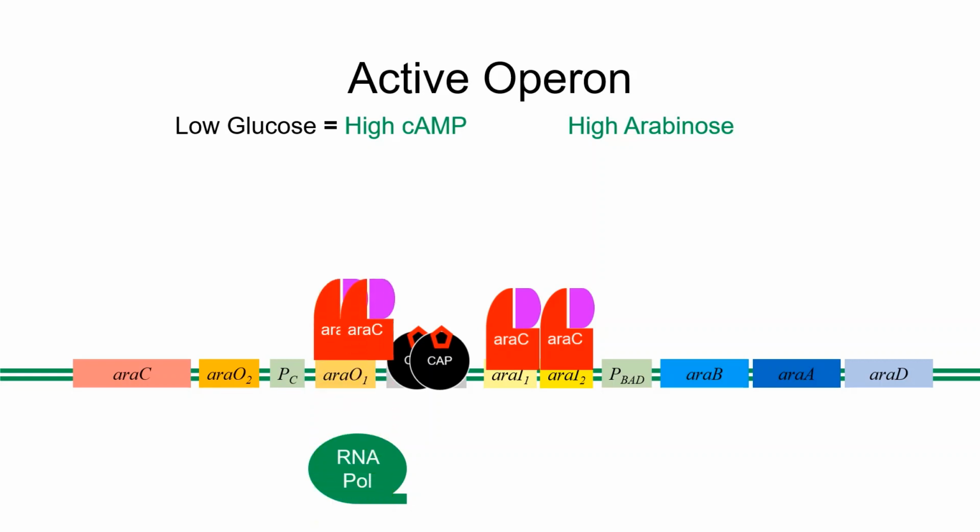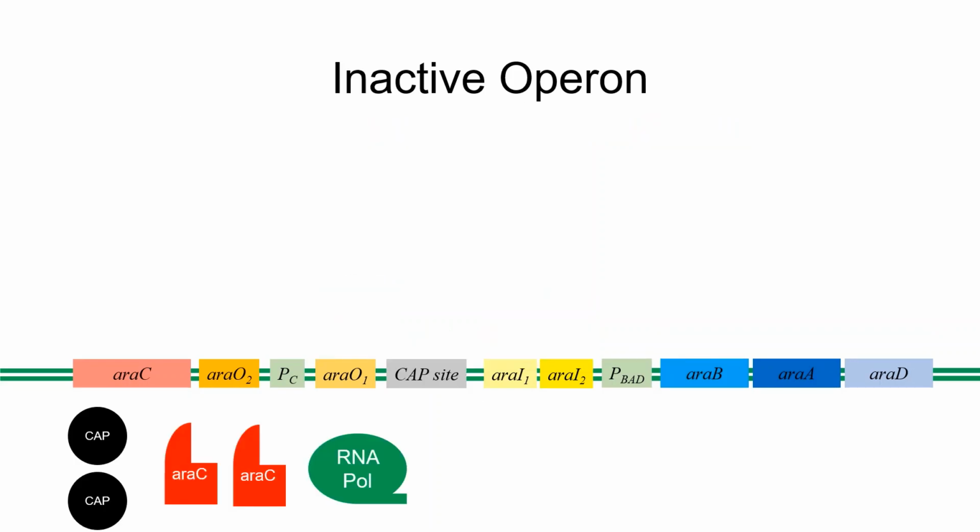This site overlaps with the RNA polymerase binding site for AraC and will prevent RNA polymerase from binding to that promoter, thereby repressing expression of its own gene. This is called autorepression. However, the CAP and AraC dimers can recruit the RNA polymerase to the promoter for AraB, A, and D to trigger transcription of polycistronic araBAD mRNA, which can then be translated into the enzymes required for arabinose catabolism.